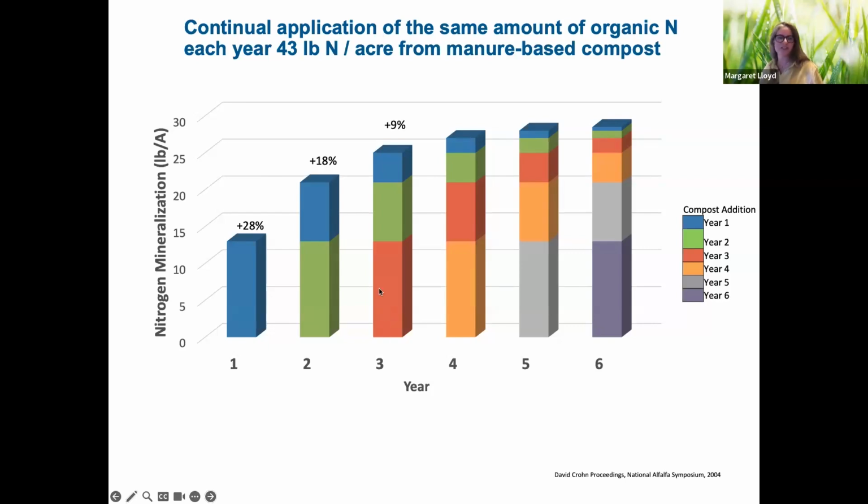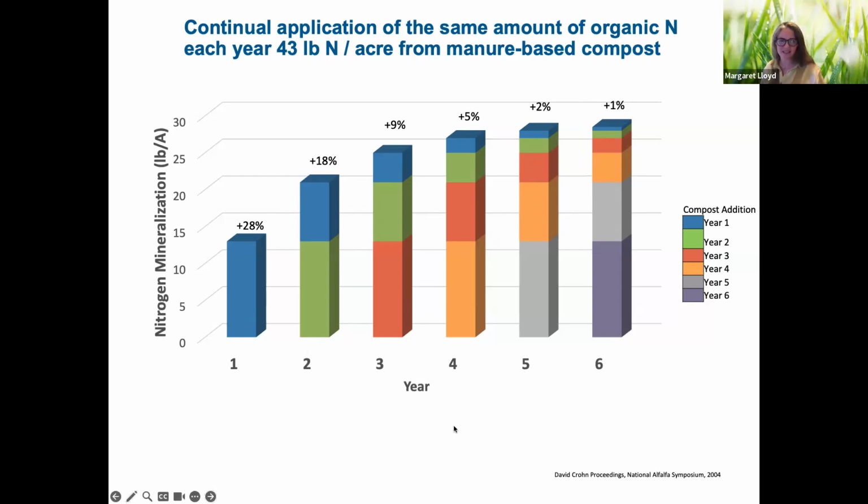Now year three, you do the same thing again, add compost again. You're going to get 28% from year three's compost, 18% from year two's compost, and from compost that was added two years ago in year one, you're going to get an additional 9%. And you can see that with time, as compost is added annually, you begin to build up this bank of nitrogen that the microbes continue to chew on and make available over time.